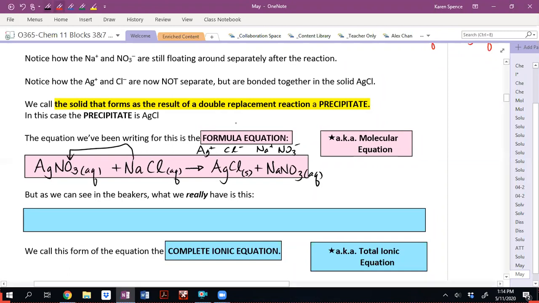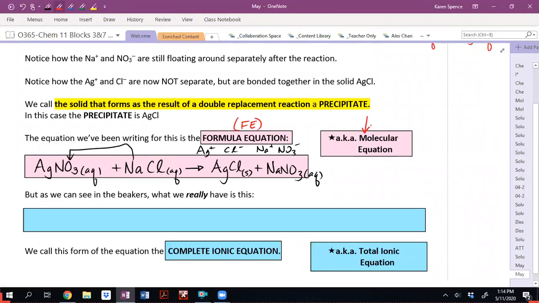I get lazy and sometimes call it the FE for formula equation. I've got some extra videos for you to watch if you're having trouble with this later on this week, and in some of them they call it the molecular equation instead. So formula equation and molecular equation are the same thing. That is what we would normally write.